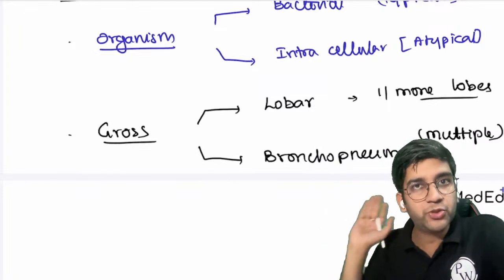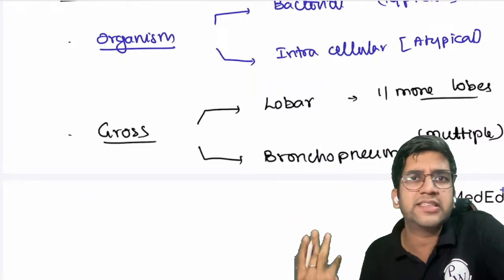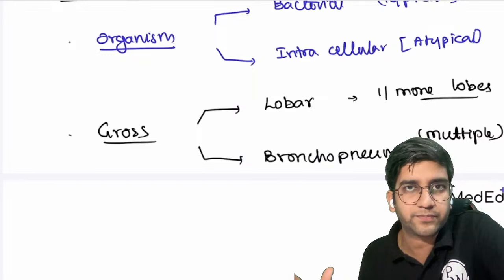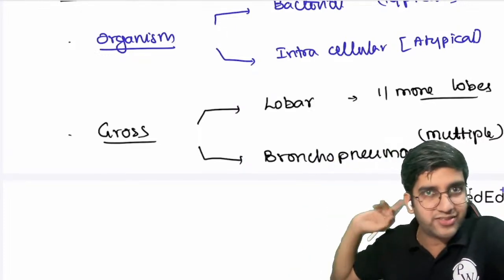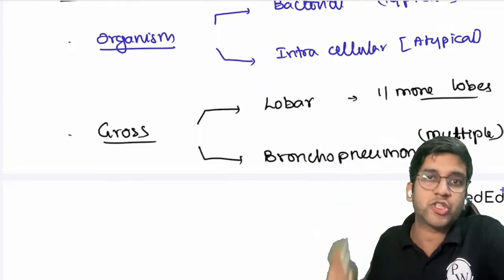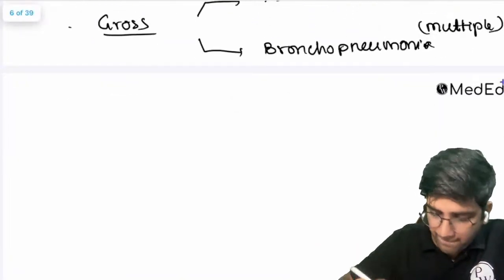Gross classification can also be used on an X-ray. On X-ray also I can see non-aerated lung. It looks white in color. Patches of consolidation, bronchopneumonia, right? It can be done on X-ray, on a CT, or on gross imaging, right? Next.